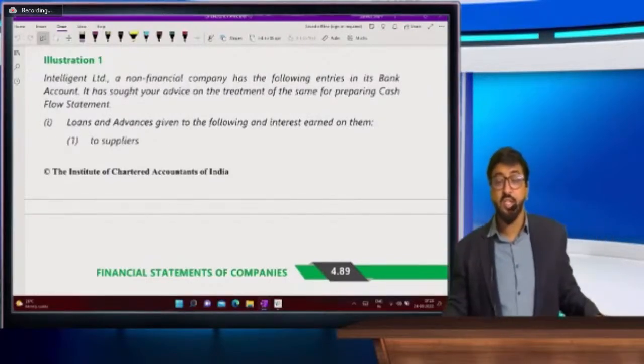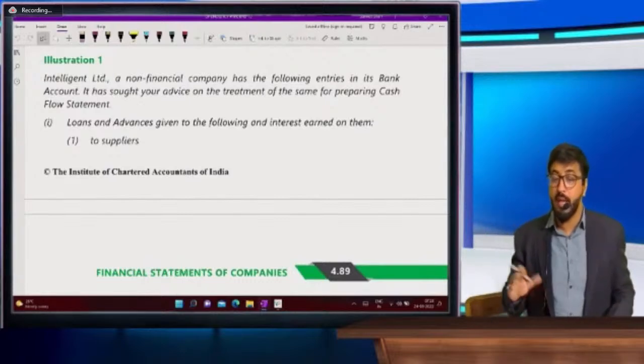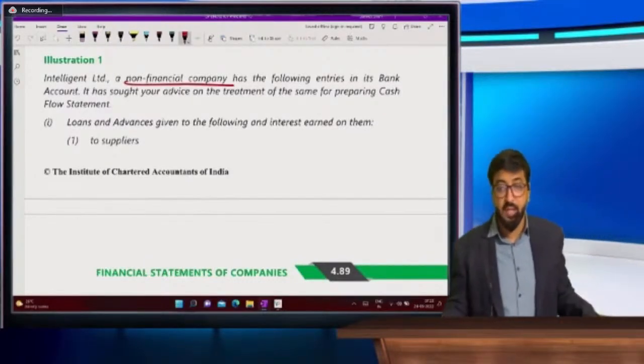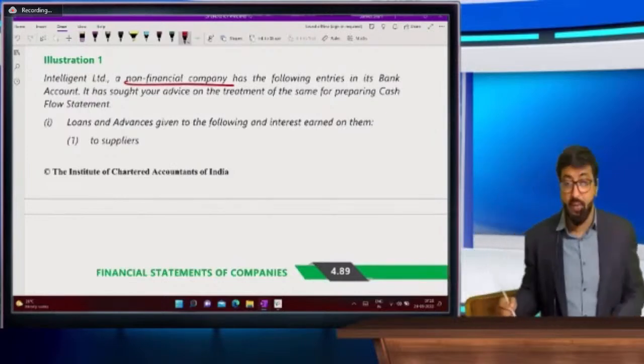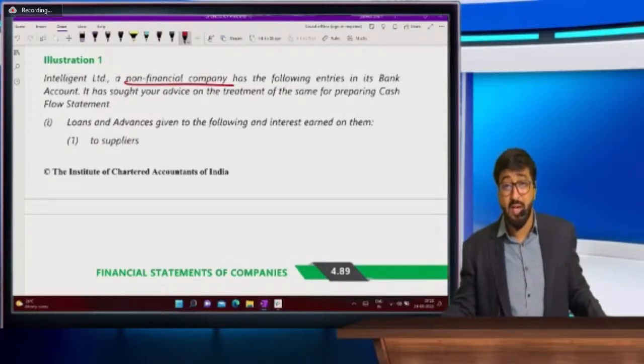See, Intelligent Limited, a non-financial company. Non-financial company is very important because their business is not taking investment and giving investment. That's why that word is given, non-financial company. So their business is not taking loans and giving loans. It has sought your advice on the treatment of the following for the preparation of the cash flow statement: loans and advances given to the following, and interest earned on them.